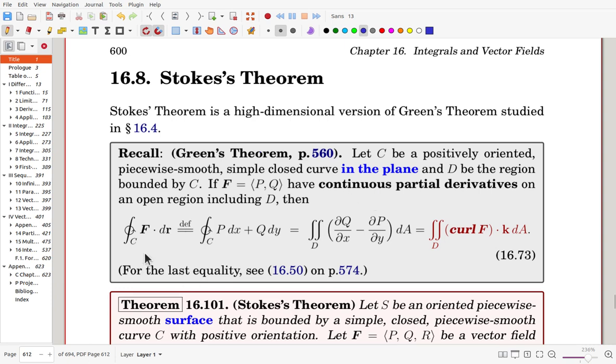Then the line integral along the closed curve, that is another form of the line integral, can be evaluated using this regional integral. Q sub x minus P sub y is the integrand along the region, and it can be written in this vector form: the regional integral of the curl of F, and k is the normal component. Okay, that is Green's theorem you learned earlier.